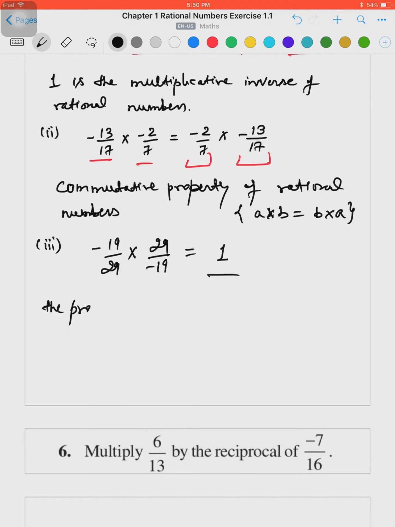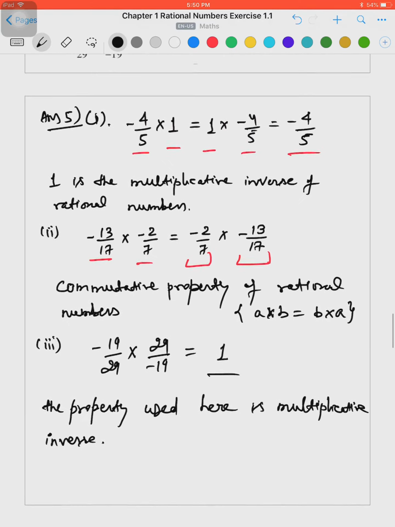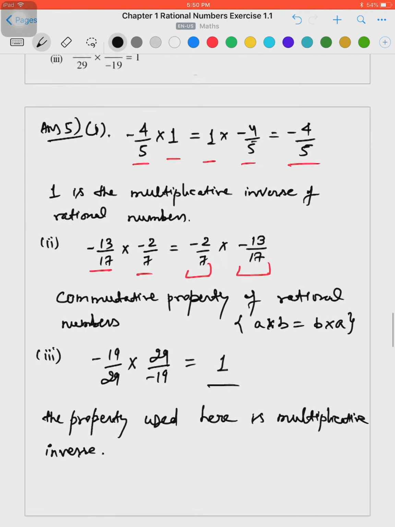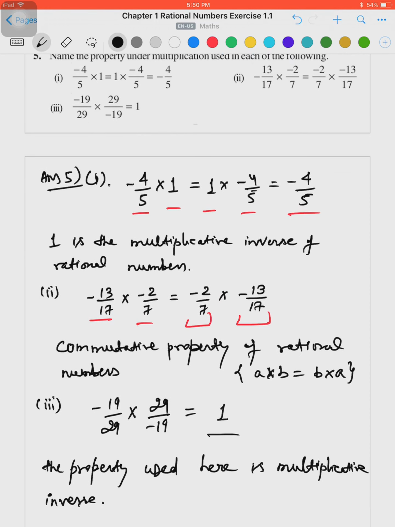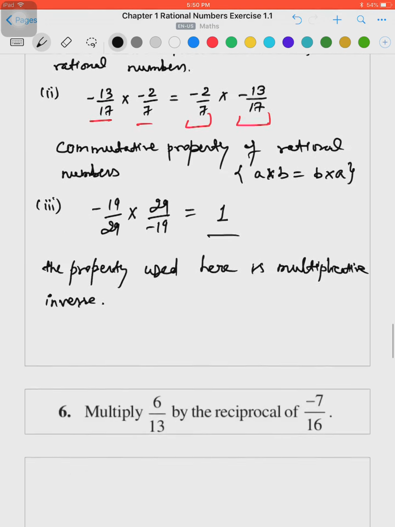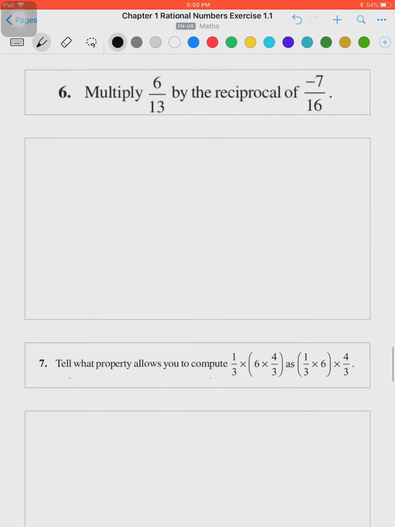The property used here is multiplicative inverse. So that's question number 5. In the first, the property used is multiplicative identity, in the second commutativity, and the third is multiplicative inverse. Okay, moving ahead, next question.